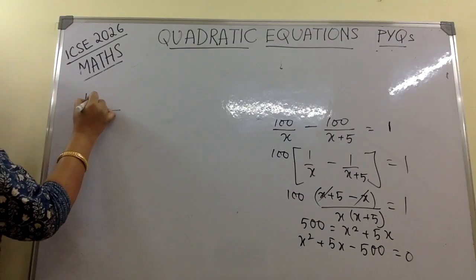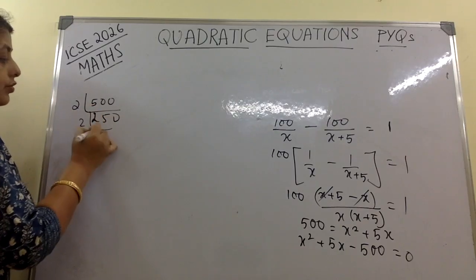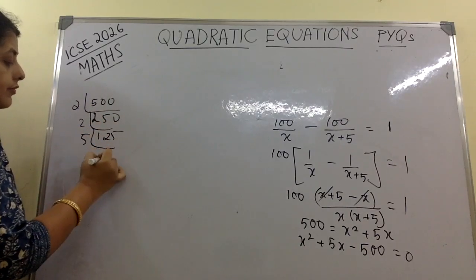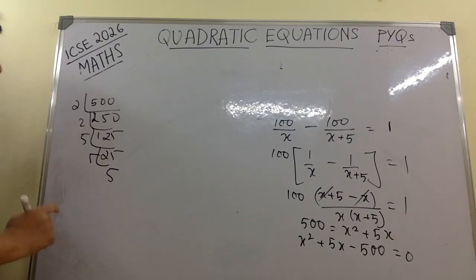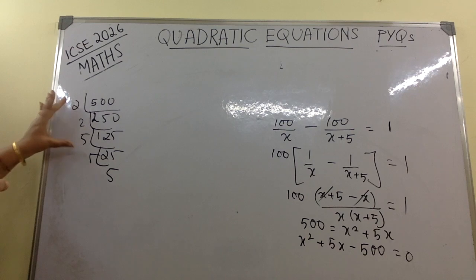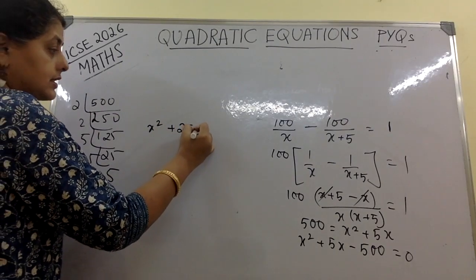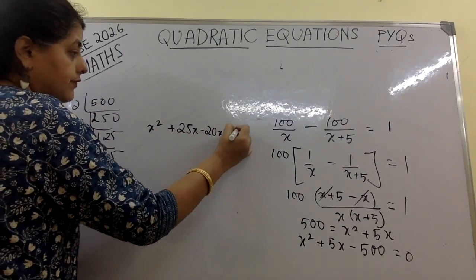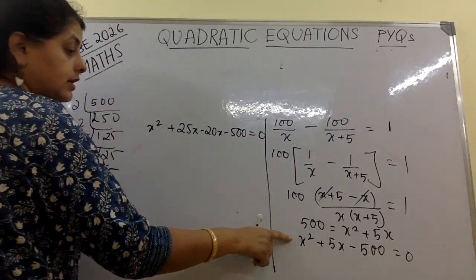So what you should do, 500, 250 and a 2, 125 and a 5, 25 and a 5 and a 5. So I have these numbers. Okay, so I have got all the possible factors. Now I'll split it. I get a 25 and a 20. That gives me, so x square plus 25x minus 20x minus 500 is equal to 0. Okay, so that is my equation.